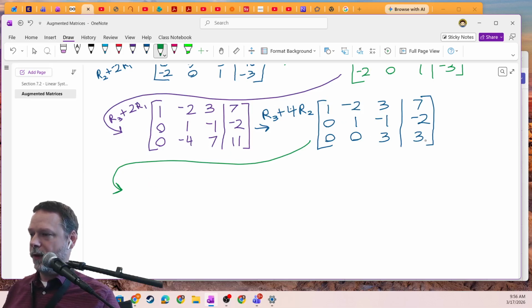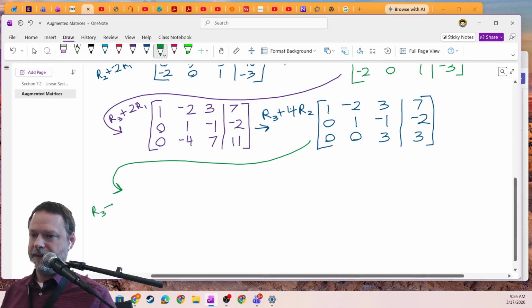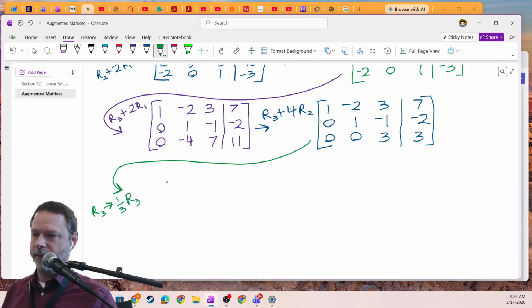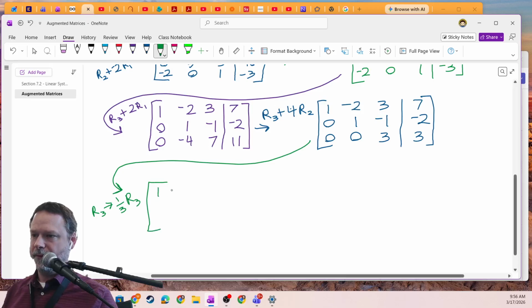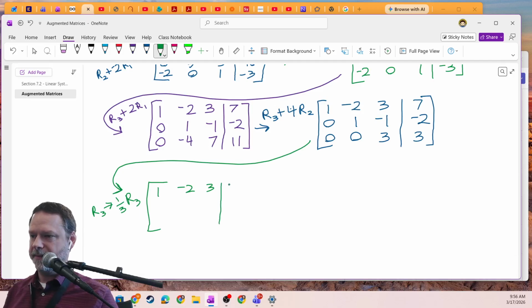So now what? 1/3. I want to do 1/3 times row 3 to get this 1. So I'm just going to say, you know what, row 3 is going to be 1/3 row 3. So that way I got my 1s in there. So we're just going to copy the matrix again, but finish that bottom row. Okay, and then we got 0, 0, 1, 1. Great. Now what?